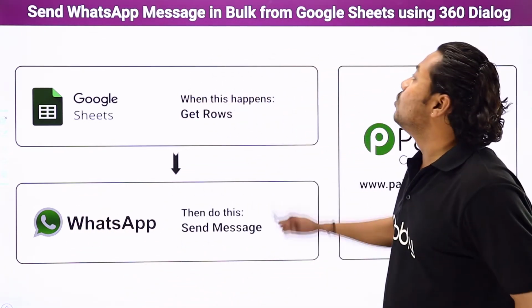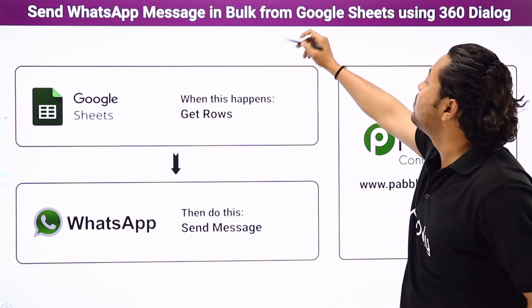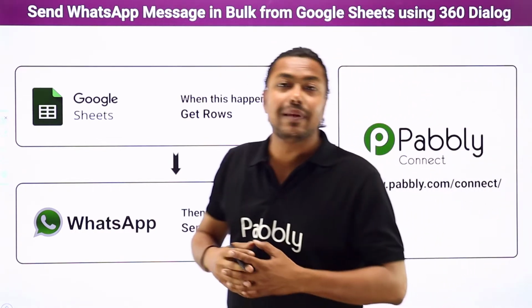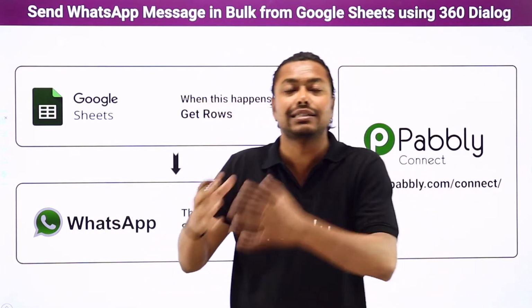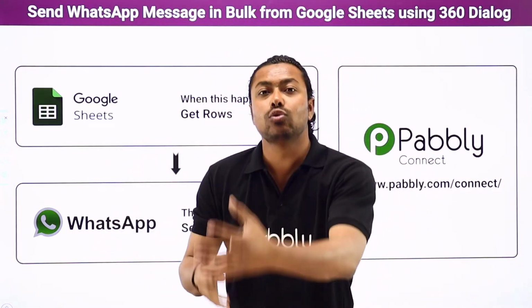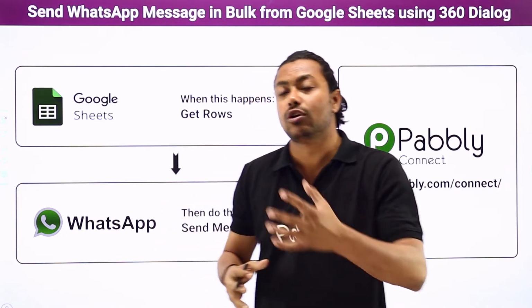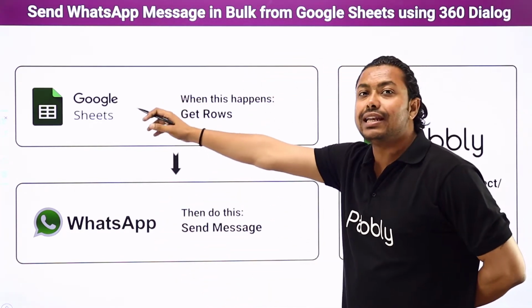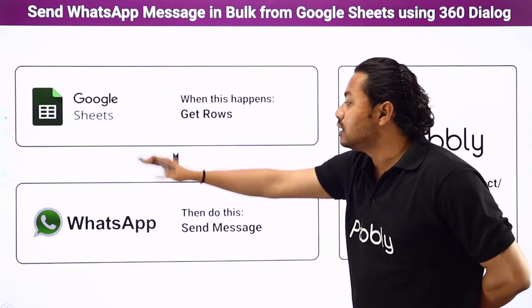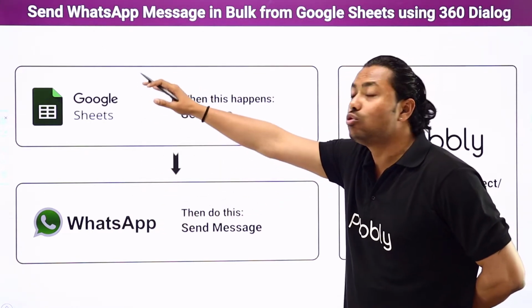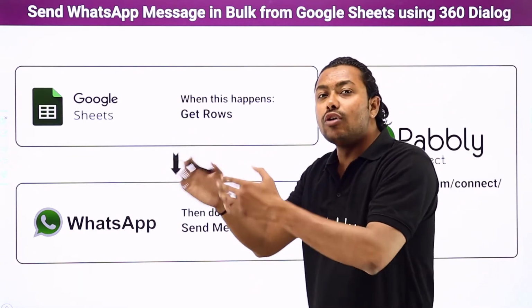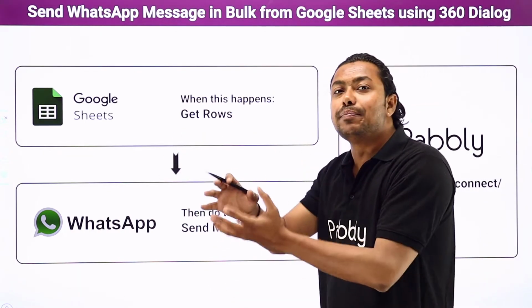So today I am going to tell you how you can send WhatsApp messages in bulk from Google Sheets using 360 Dialog. Now 360 Dialog is a platform which has authorization to WhatsApp API, and through that you can send bulk messages on WhatsApp. Now what is happening? We will have a Google Sheets with our data in it, and automatically a WhatsApp message will be sent to those datas without manually clicking on particular data and sending them particular messages.